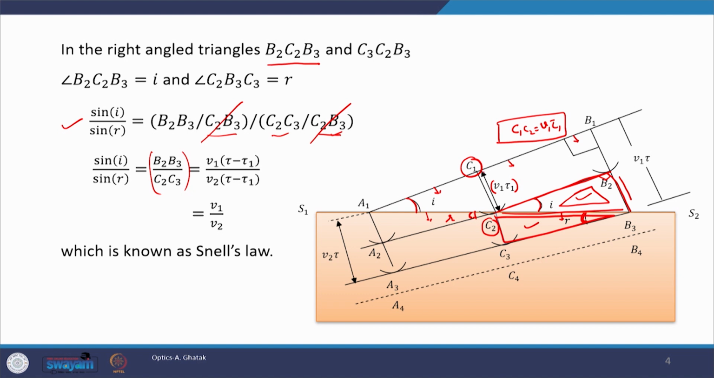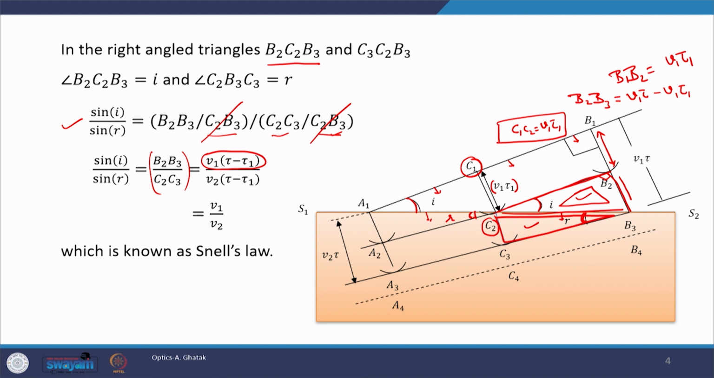Now, as we know, C2C3 is V1 into tau, and this is equal to C2C3, therefore B1B2 would also be equal to V1 into tau, and therefore B2B3 distance would be equal to the total distance V1 tau minus V1 tau 1, and we can take V1 out, then we will get V1 into (tau minus tau 1).